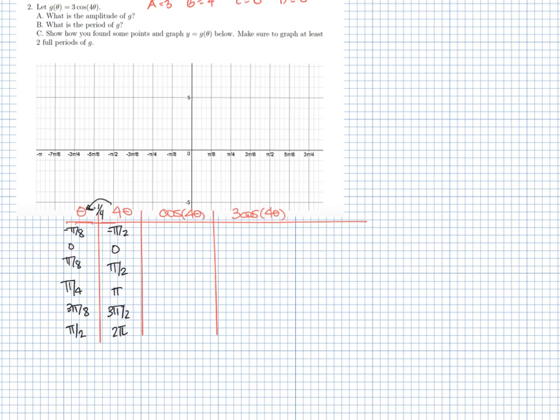And now we can work in the forwards direction, finding our function values. Cosine, remember, is the x value where the angle intersects the unit circle. So we have a 0, 1, 0, -1, 0, 1. And now we multiply by 3 to find our function values: 0, 3, 0, -3, 0, 3.